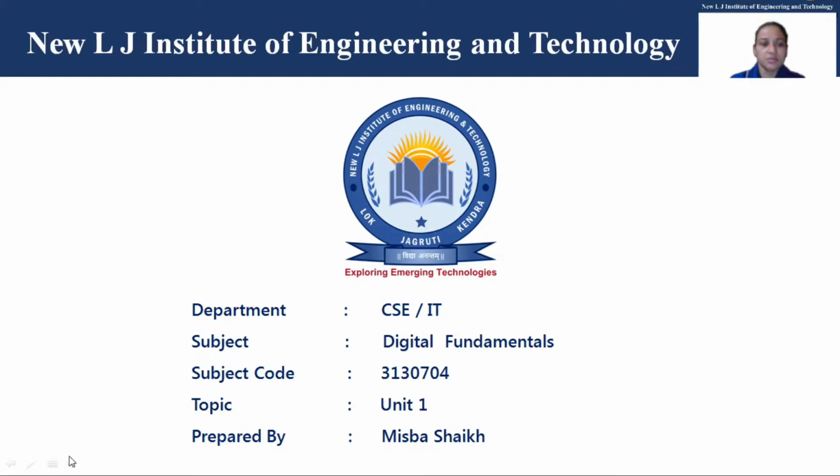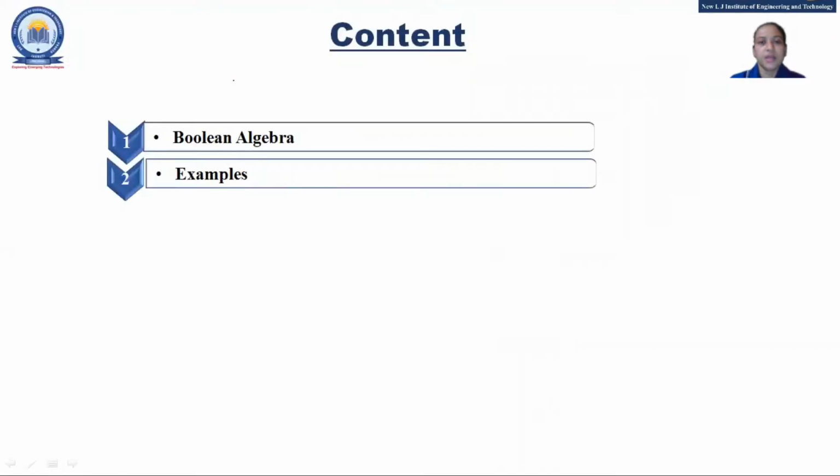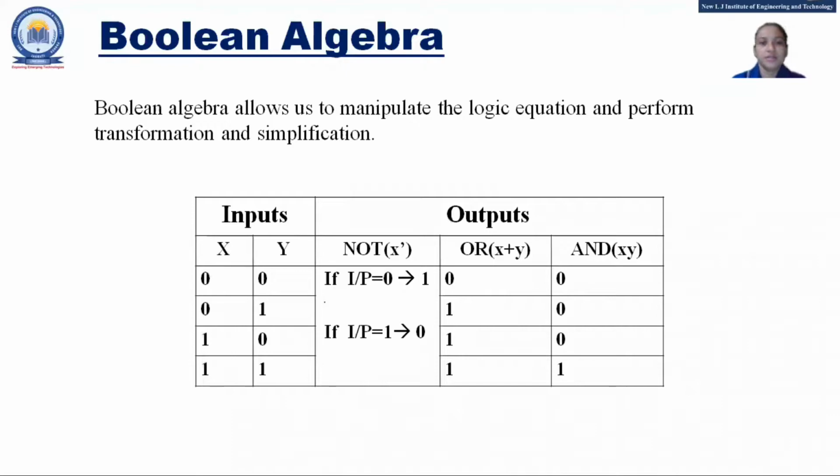In this lecture, I am going to cover Boolean algebra and the examples based on Boolean algebra. Now, let us talk about what Boolean algebra is first. Boolean algebra is mainly used to deal with the complex Boolean equations that are used for designing any digital circuit. Mainly, it has three fundamental operations.